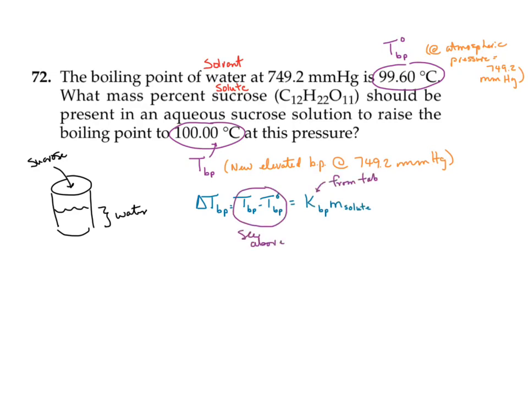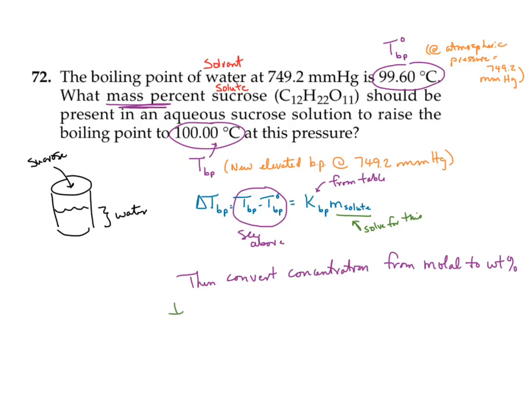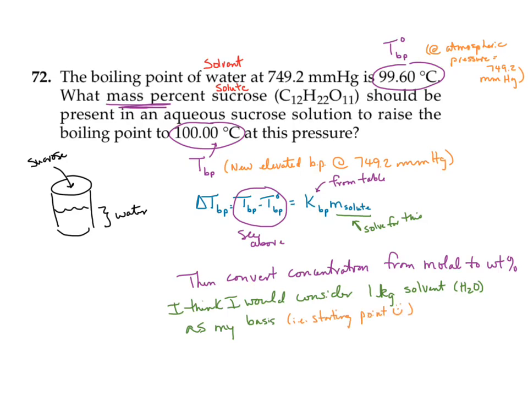Then your delta TBP is equal to your boiling point elevation constant you get from the table times the molality of your sugar, which is your solute. Solve for molality. But then the problem goes back to what we worked earlier in Unit 1, where you have to get from molality to percent, because the problem asks what's the percent sugar, not the molality. Once you have the molality, base it on 1 kilogram of water, because molality, by definition, is moles of sucrose per 1 kilogram of water. Work from there and get it to weight percent sucrose.